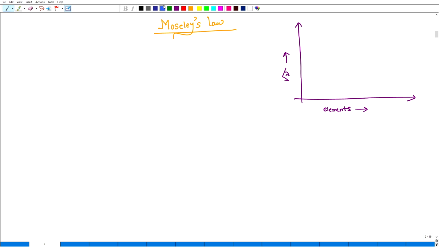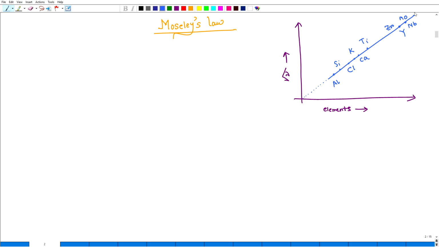So what Moseley did, Moseley plotted this root nu of the elements, and he observed a straight line like this: aluminum, silicon, chlorine, potassium, calcium, titanium, and so on. And here we can see these are the lanthanides, molybdenum, neodymium, rubidium. So this was the result of Moseley.